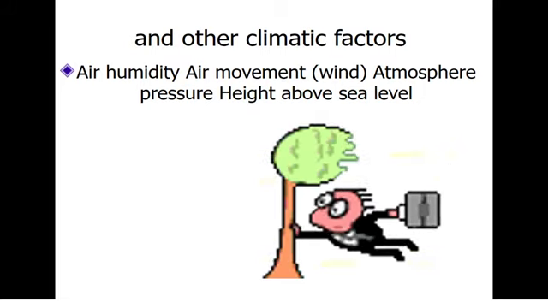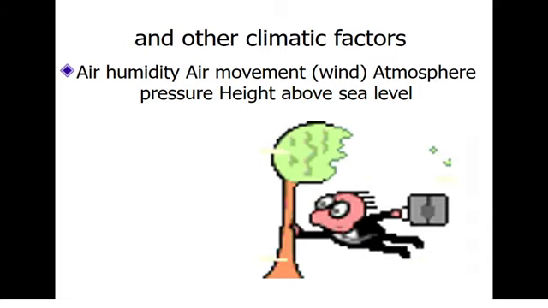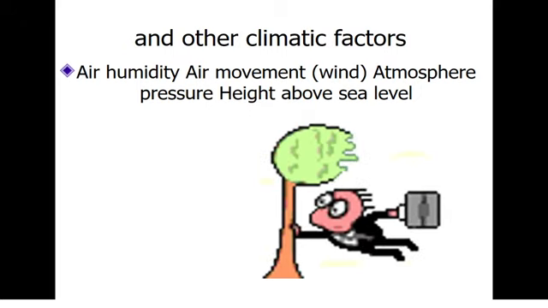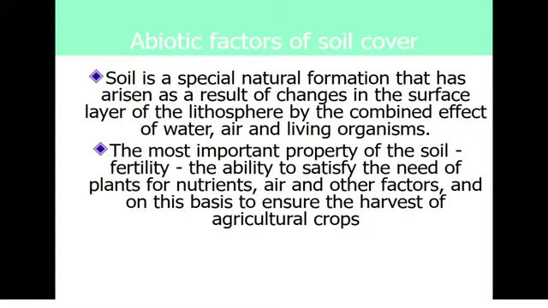Other climatic factors: air humidity, air movement, wind, different types of wind, atmospheric pressure, height above sea level. Next, abiotic factors of soil cover. Soil is a special natural formation that has arisen as a result of changes in the surface layer of the lithosphere by the combined effect of water, air, and living organisms. The most important property of soil is fertility, the ability to satisfy the need of plants for nutrients, air, and other factors, and on this basis ensure the harvest of agricultural crops.